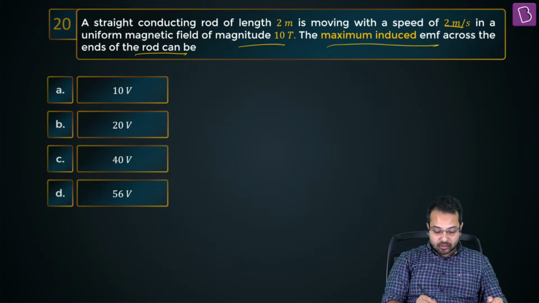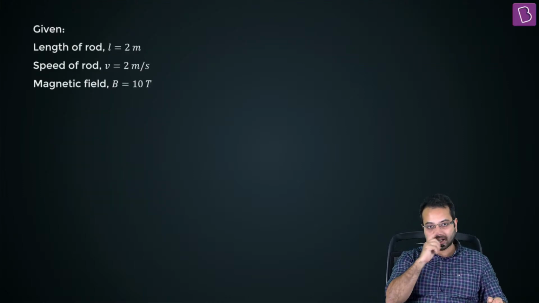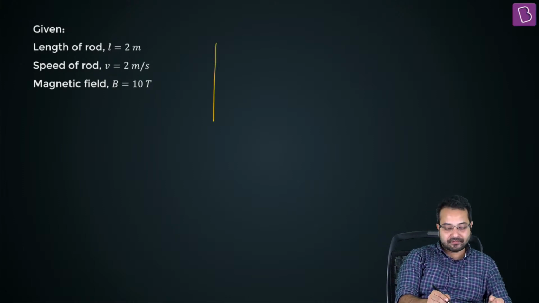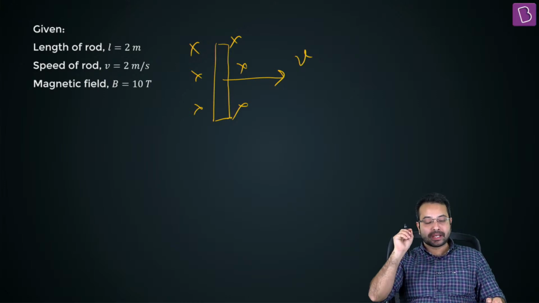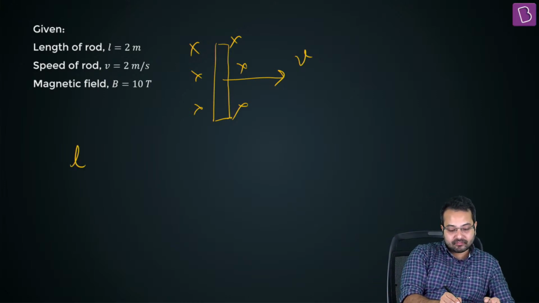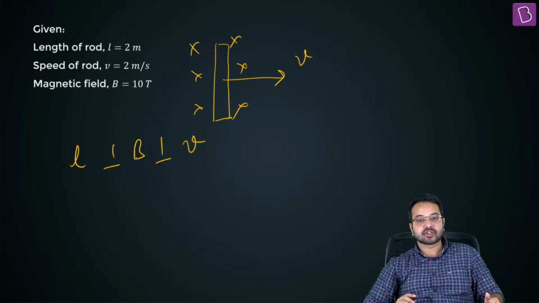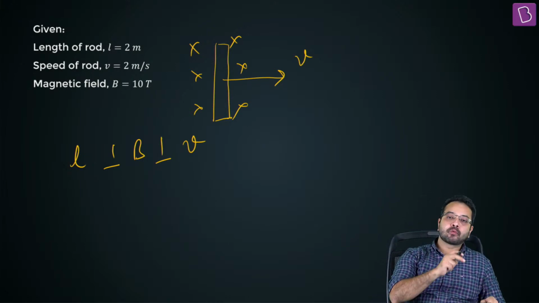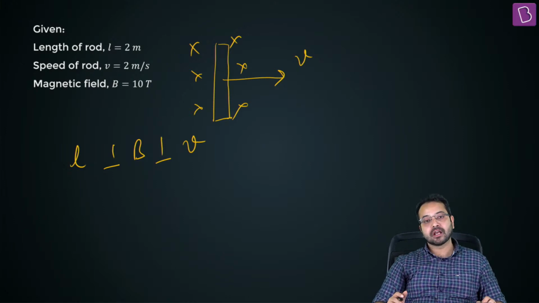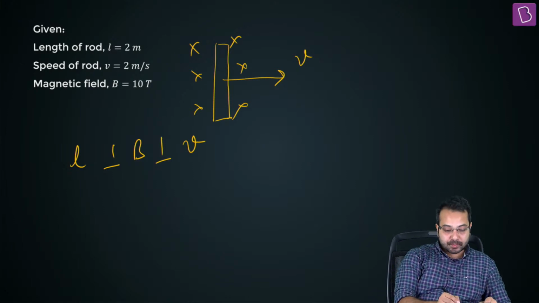Okay, now when we have a conductor moving in a magnetic field, let's say this is the conductor moving with some velocity in a magnetic field, then the maximum EMF induced is going to be when the length is perpendicular to the magnetic field is perpendicular to the velocity. So the maximum EMF is going to be induced when all these three quantities, the length, the magnetic field and velocity, are perpendicular to each other, which means that the EMF induced is going to become BVL.